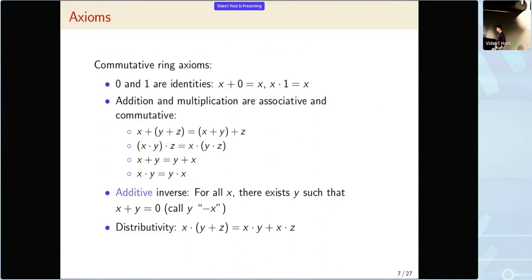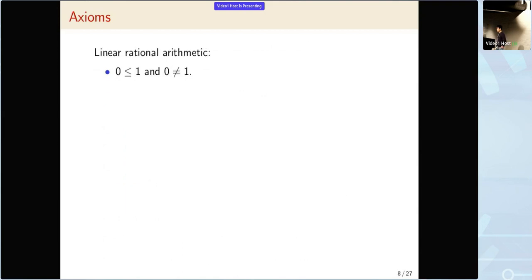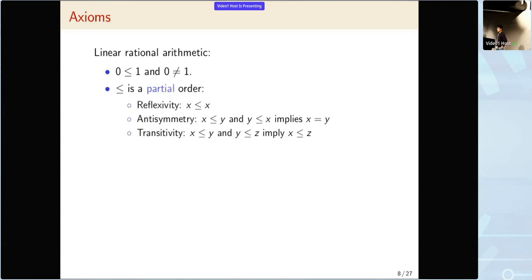Distributivity: if you have x times (y plus z), you can expand it out to x times y plus x times z. From linear rational arithmetic, we have 0 less than or equal to 1, and they are distinct elements. Less than or equals to forms a partial order. This means reflexivity, antisymmetry, and transitivity. Unlike the usual case, this may only be partial. You can have elements x and y in a model that are not related.